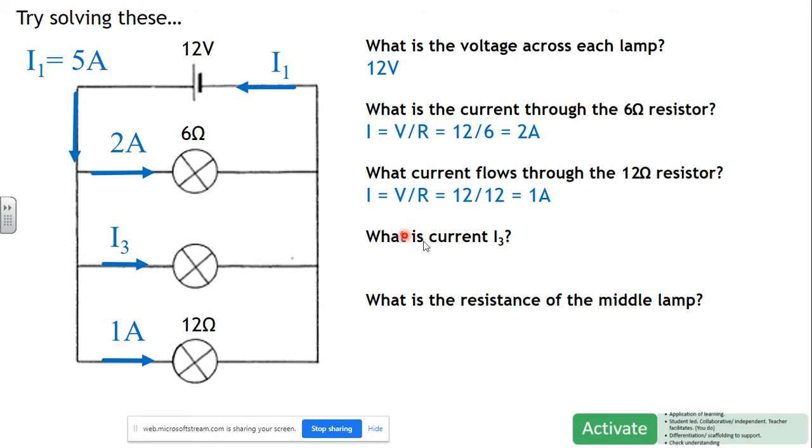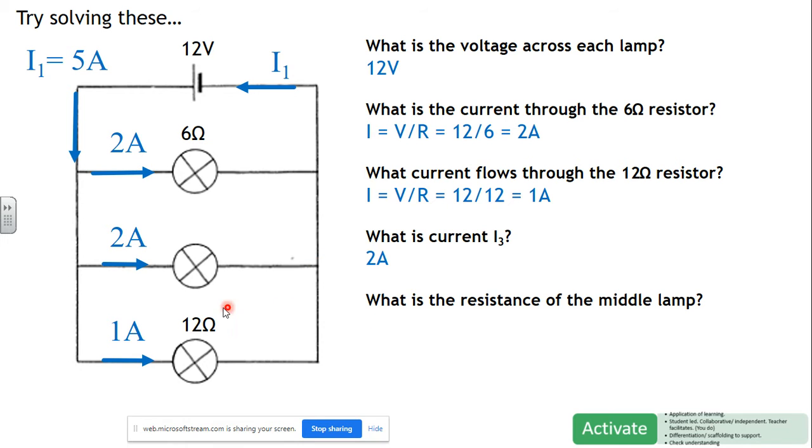So what is the current I3? Now we can do this now. We don't need to do any more sums, because we know the total current leaving is 5, and we know these are the 2, so we can just work it out. It's 2 amps, because it's going to be 2 plus 2 plus 1 makes 5.